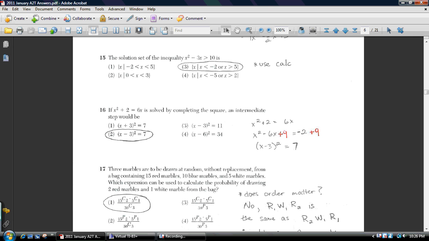When you're completing the square, once you have x's on one side and constants on the other, like I've done, the next step is to take this number, b, divide it by 2 and square it. So negative 6 divided by 2 is negative 3. And negative 3 squared is 9. This is a perfect square. This factored is x minus 3 squared. And negative 2 plus 9 is 7. That's how I got that.